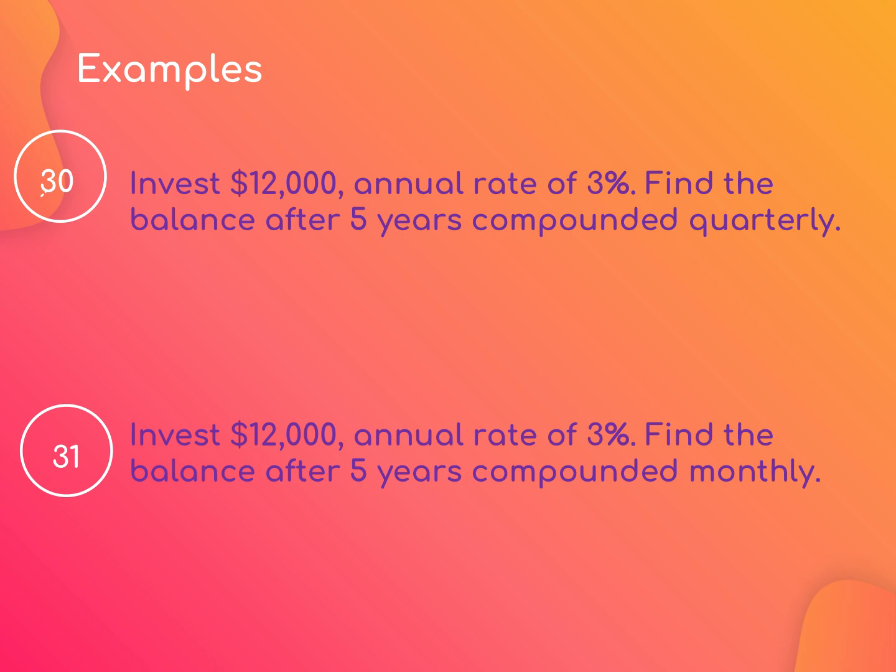All right, so let's try some examples now. I know I did a lot of talking, but let's put this into practice. Our formula in this section is P times (1 plus r over n) to the nt. I'm going to label everything. The principal amount is the amount that we invest, so we invested $12,000. The annual rate should be written as a decimal, so r equals 3%, which as a decimal is 0.03. Find the balance after 5 years.